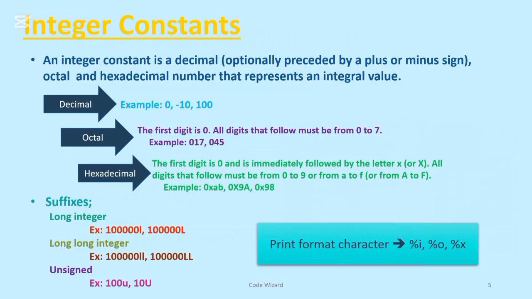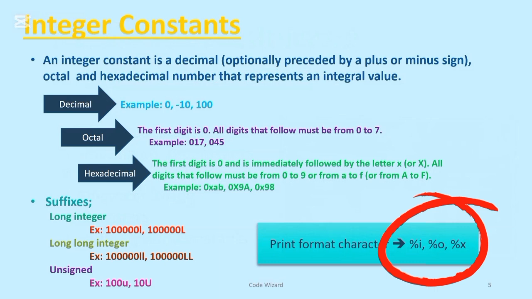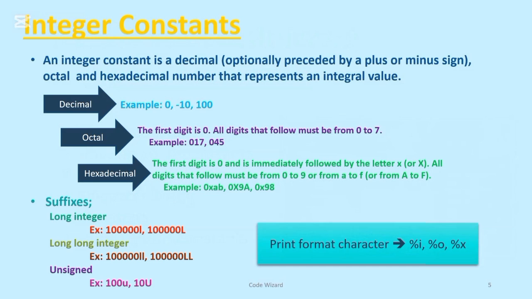You can even add suffixes to specify the type: L for long, LL for long long, U for unsigned integers. And when printing them, C uses format specifiers like %i, %o, and %x. Integer constants are essential when dealing with loop counters, array sizes, and other situations where precision matters.